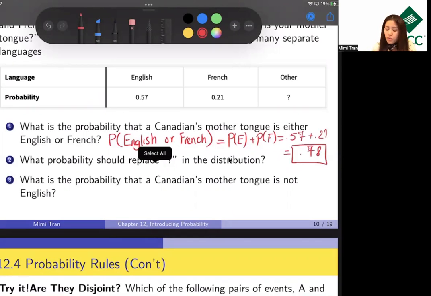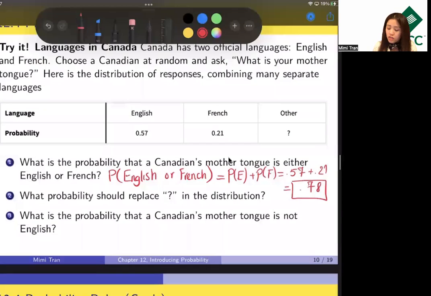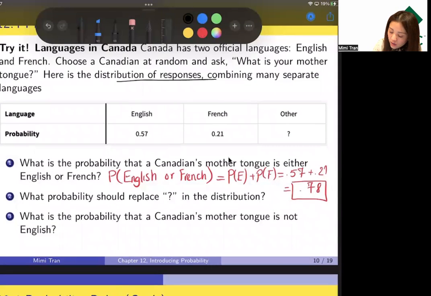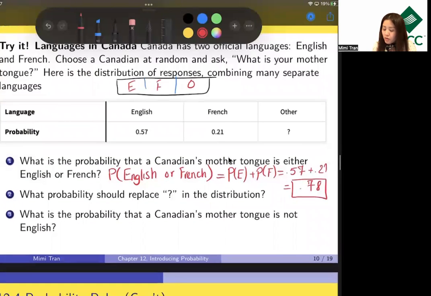What probability should replace the question mark in the distribution? Well, remember, these are disjoint events. Either you speak English, French, or something else. If I were to draw a sample space, I have three boxes here: English-speaking people, French-speaking people, and other languages. Together they fill up the whole sample space. Remember, the probability of the sample space equals 1. So the probability of the question mark will be what?